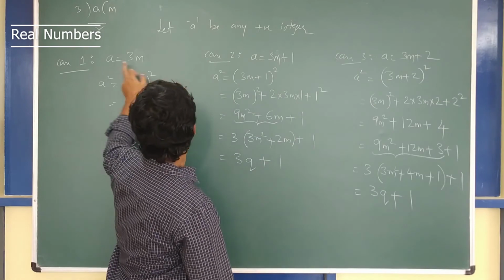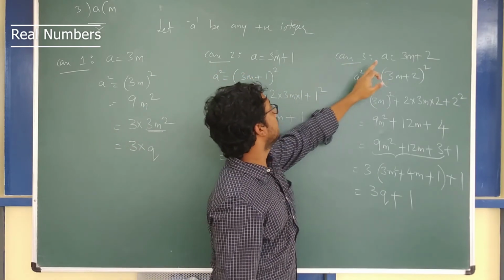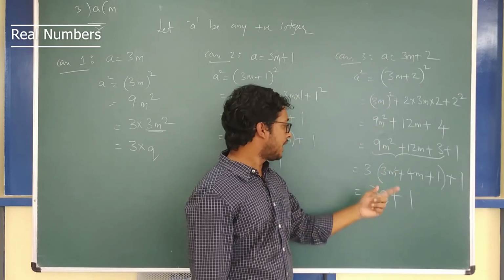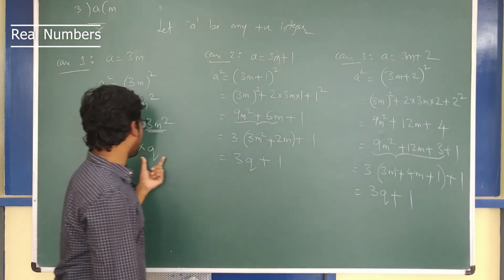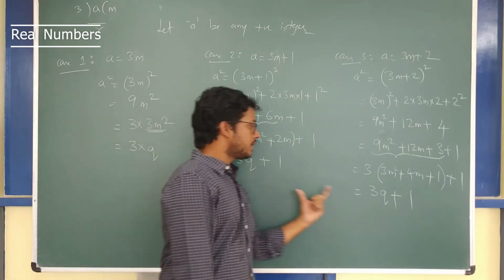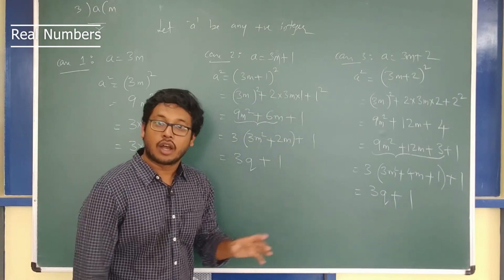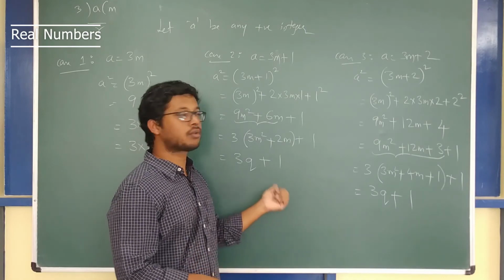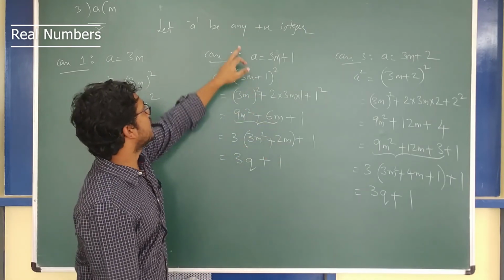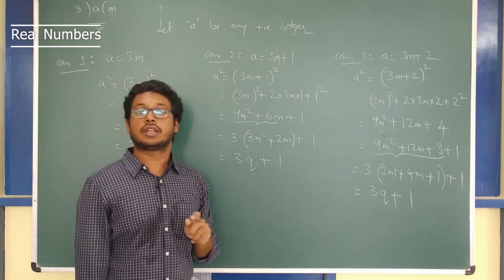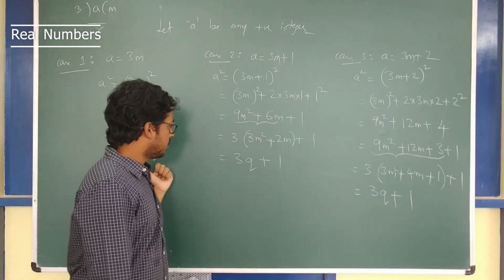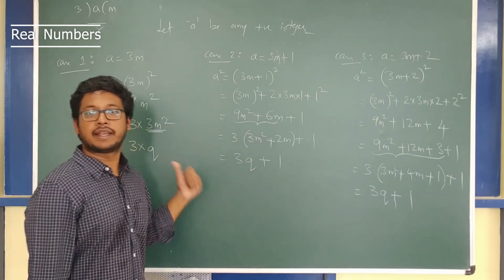So you took a as any positive integer, which could be either 3m plus 1 or 3m plus 2, but when you square it, the answer will be in the form either 3q or 3q plus 1, but not 3q plus 2. Okay, I hope you understood how to prove this one. Whenever you have questions like this where there are different cases, you need to verify that for all the cases the answer remains valid.